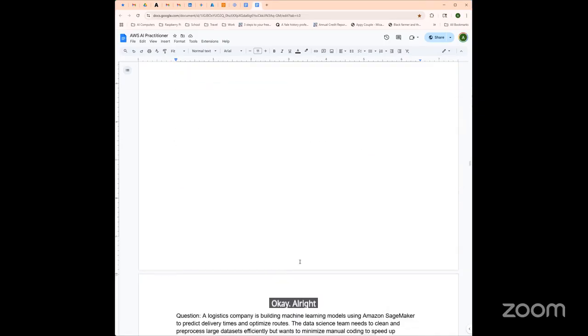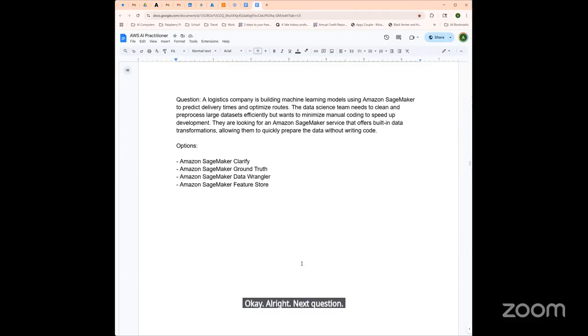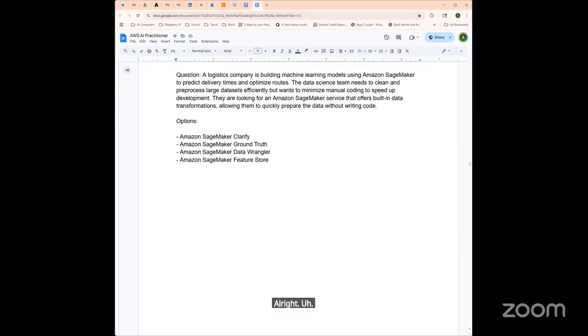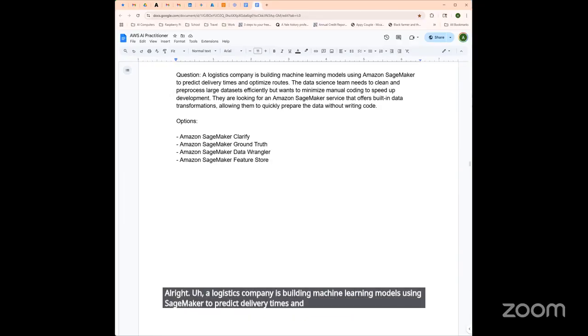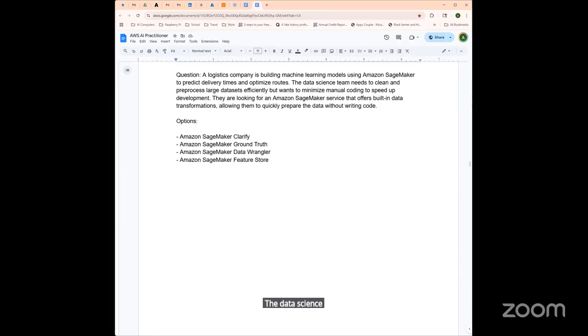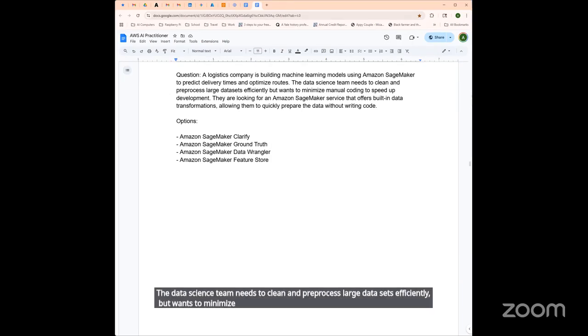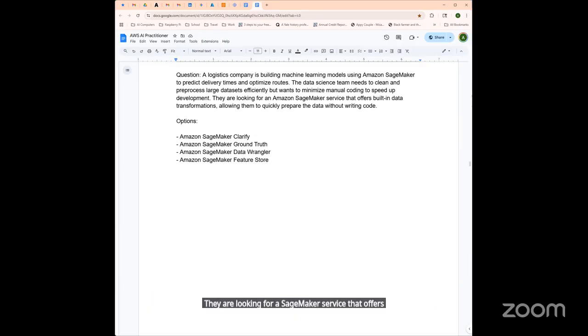All right. Next question. A logistics company is building machine learning models using SageMaker to predict delivery times and optimize routes. The data science team needs to clean and pre-process large data sets efficiently, but wants to minimize manual coding to speed up development. They are looking for a SageMaker service that offers built-in data transformations, allowing them to quickly prepare the data without coding. All right. So I mean, this is easy from all this. Data Wrangler. All right.